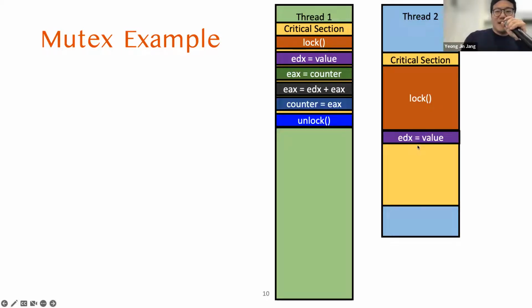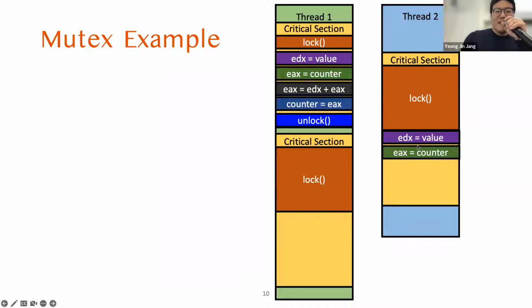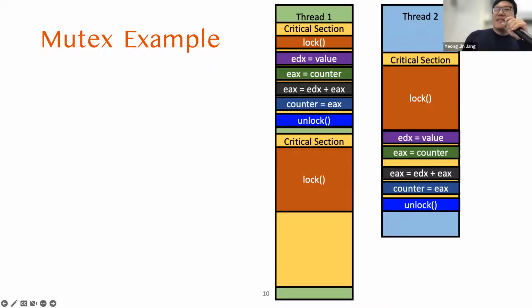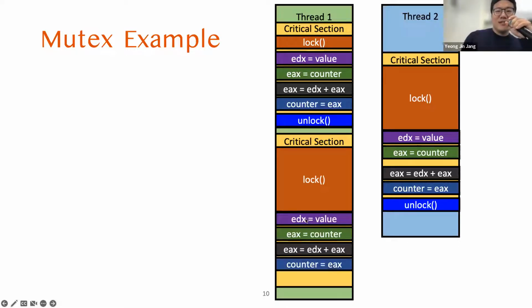So thread 2 can run the count up, but while it is executing in here, if another thread tries to get into the critical section, that is also blocked. After the preceding thread finishes execution and calls unlock, then another thread can continue the execution. So that's the basic concept of the mutex.